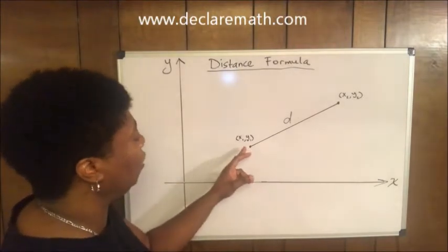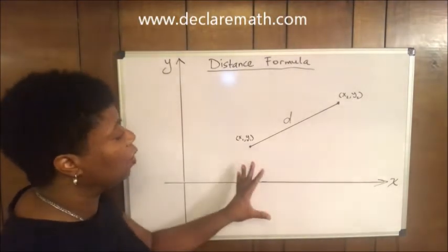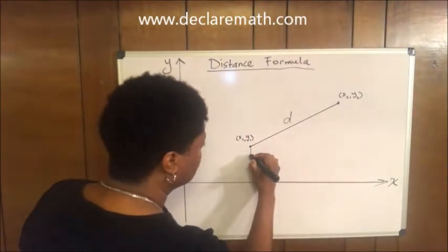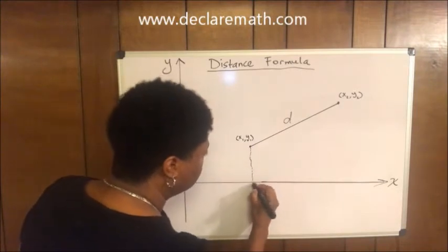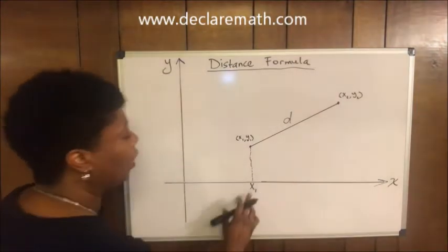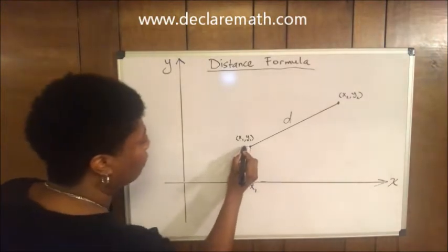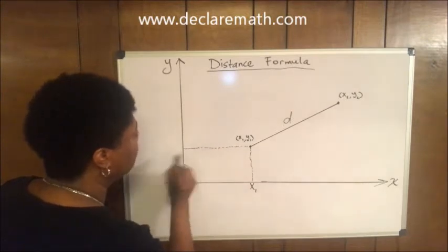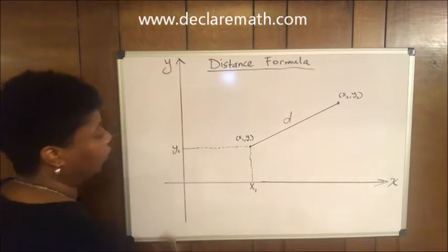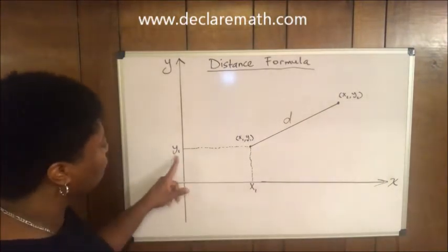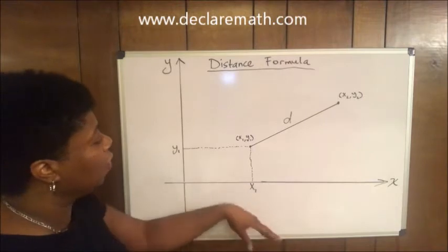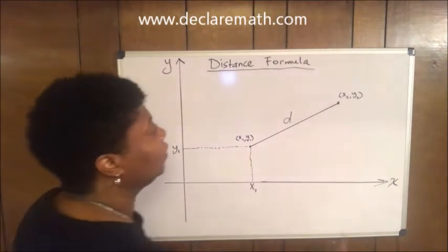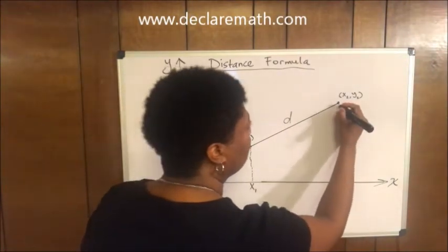Now, when we talk about point 1 and its location within a coordinate plane, this means that this here on the x-axis would be x1, and this would be y1. So x1, y1, that's where they would be located on the x and y axes. So now the same is for point 2.